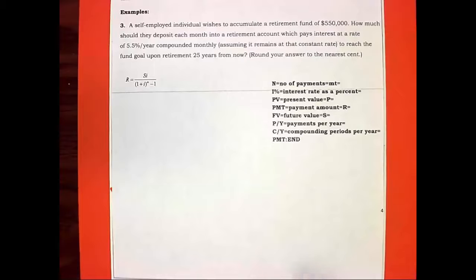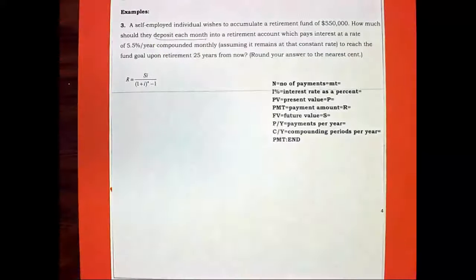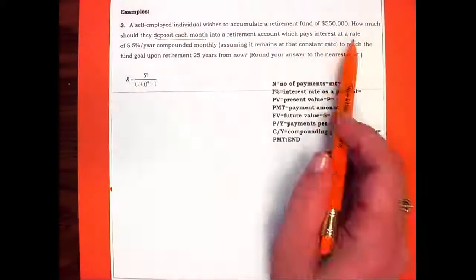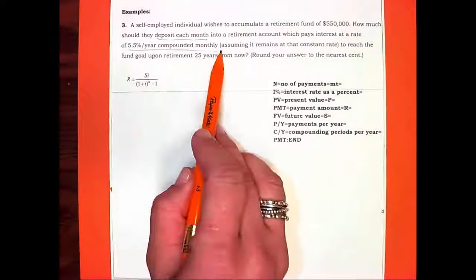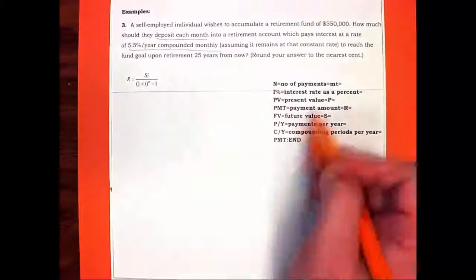Looking at just a few examples, we've got a self-employed individual who wishes to accumulate a retirement fund of $550,000. How much should they deposit each month? So here's the difference in our problems that we had before. We're looking at monthly deposits, not a lump sum amount. We're putting it in an account that pays interest at a rate of 5.5% compounded monthly, and we're going to assume, of course, just like all the other problems, that's a constant rate to reach this fund goal upon retirement 25 years from now. All right, so we could use this formula or we can use the TVM solver.